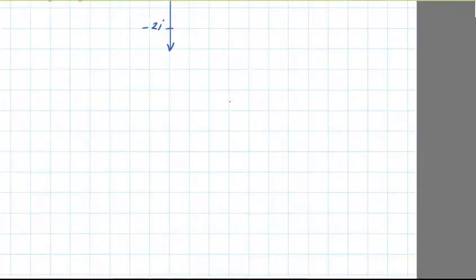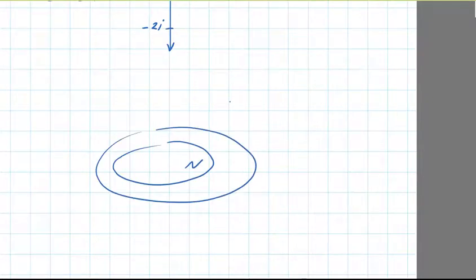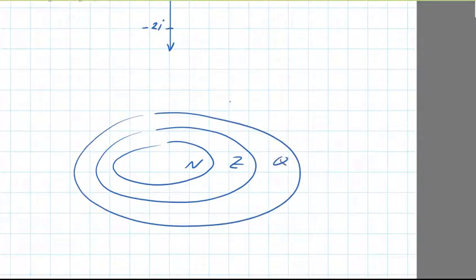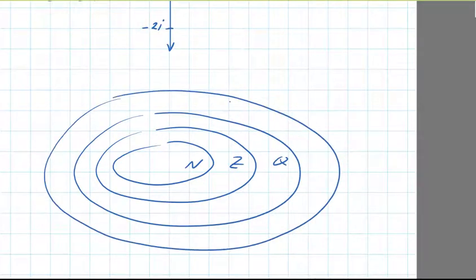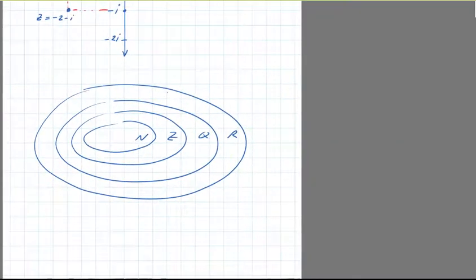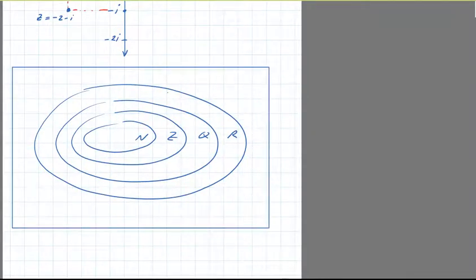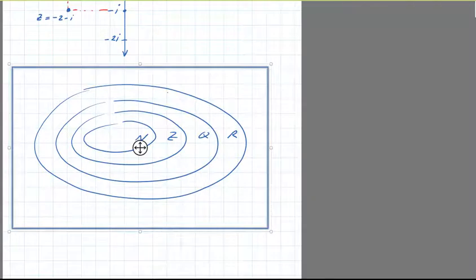So we had the natural numbers, we had the integers, we had the rational numbers, we had the real numbers. Well, now for the first time we have the complex numbers as well. And they're a bigger set again. And all the other sets are now going to become a subset of the complex numbers.